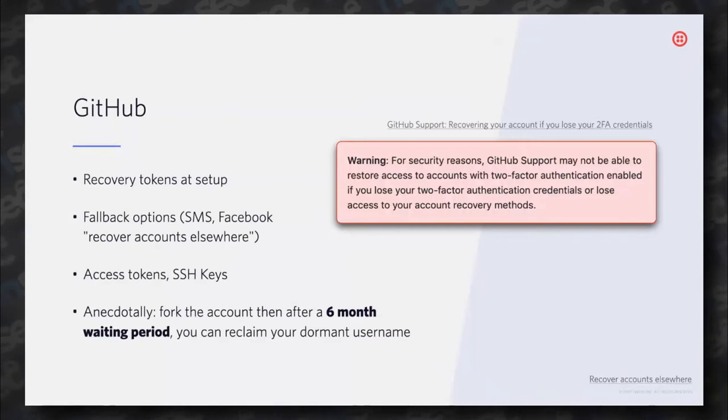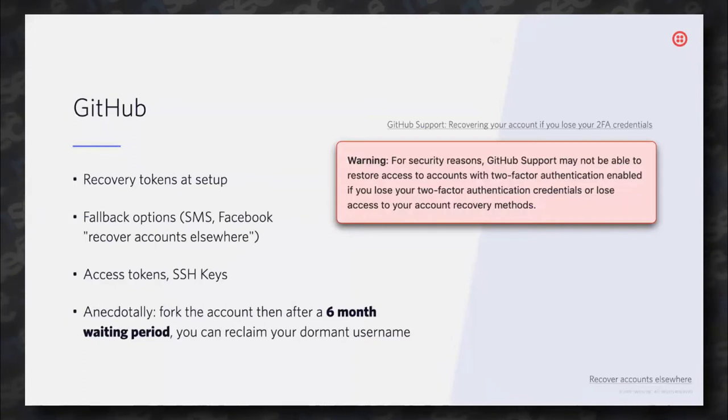They also do an interesting thing where you can configure your Facebook account to store a recovery token. This is an option that Facebook allows. You can get more information about how GitHub sets this up in their docs that I've linked here, including the recover accounts elsewhere link. And so that's an interesting way to store a trusted token on another device. The downside is that they assume that you have a Facebook account. They offer plenty of other options if you don't. But the upside is that you're probably more likely to be able to access your Facebook account than your GitHub account if you get locked out of that.